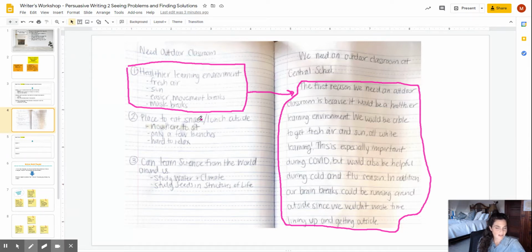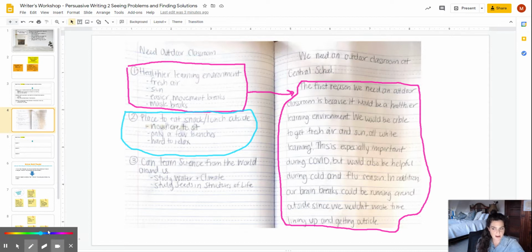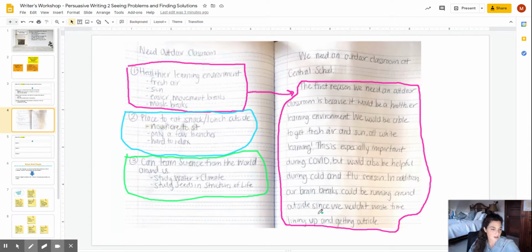Boys and girls, now that I've finished talking about my first reason, when I turn my page, I'm going to go to my second reason and start a new paragraph talking all about how we'll have a place to eat snack and lunch outside comfortably. I'll talk about how right now there's nowhere to sit, how there's only a few benches, and it makes it hard for us to relax. And then once I'm done writing my second paragraph, I'm going to go to my third paragraph and talk about how having an outdoor classroom will allow us to learn science from the world around us. And I'll talk about the units of study we learn about and how being outside will enable us to learn from the environment surrounding us.